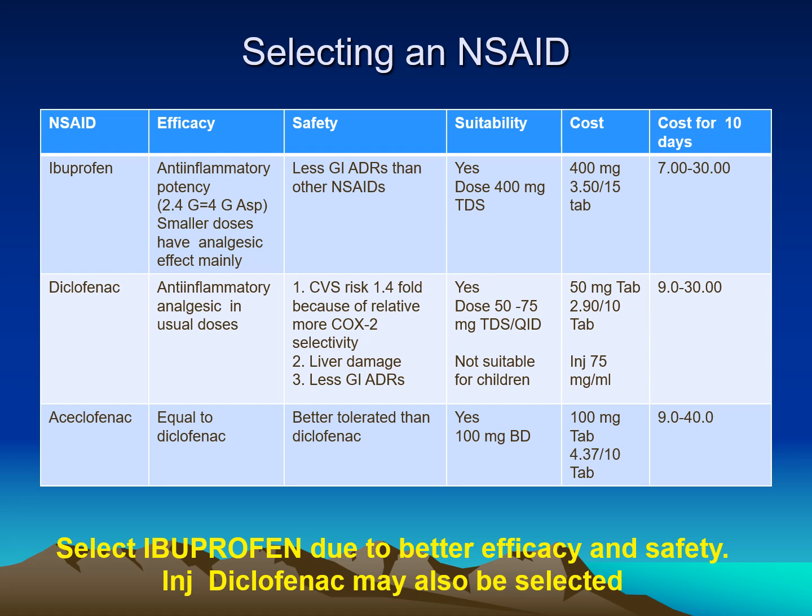Now, these drugs have GIT adverse effects, but ibuprofen is reported to have less GIT effects than other anti-inflammatory analgesics. Diclofenac also has somewhat less GIT effects, but it has more cardiovascular risk because it is found to be relatively more COX-2 selective. So, liver damage and cardiovascular risk should be considered before selecting diclofenac, and aceclofenac is better tolerated than diclofenac but also carries cardiovascular risk.